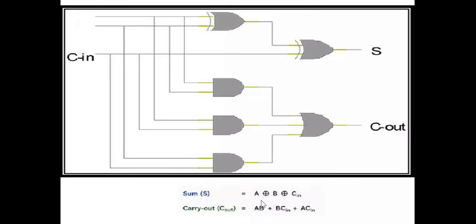So this is the equation we have got. The sum equation is A XOR B XOR Cin and the carry is AB plus BCin plus ACin. So here see which gate is being used. Here XOR gate. First we do A XOR B. So this is my A input and this is my B input, right? So A XOR B is done. The output of this is XORed with Cin. So this is my Cin line, right? So this is my entire sum, right?